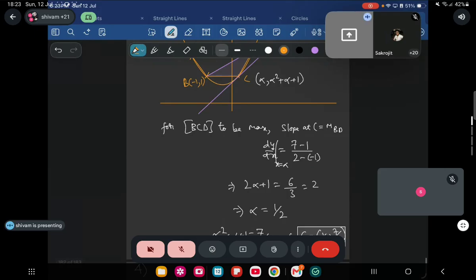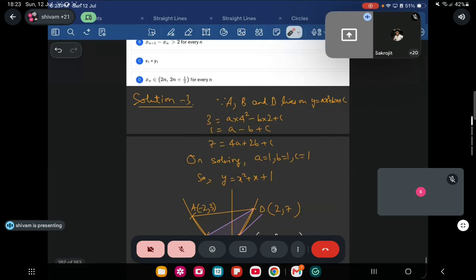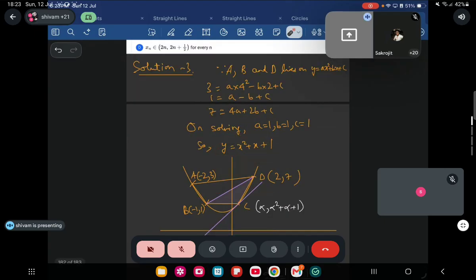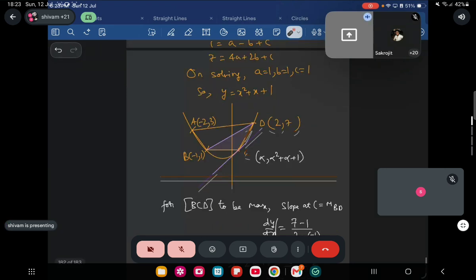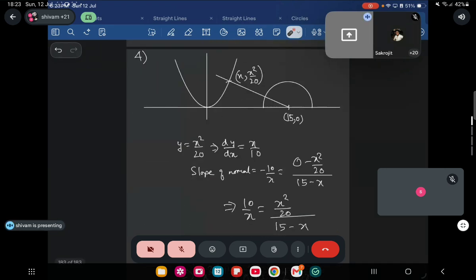Should I explain? See over here, you can draw the graph of this parabola, right or not? After drawing the graph of this parabola, can you understand that points A, B and D are fixed? That means the area of triangle ABD is fixed. What is variable? This area is variable, right? If this area is variable and BD is fixed, the height should be maximum, right? So that means the slope of the tangent at C should be equal to the slope of BD. Done. Have you understood? I've written the same thing I have applied.